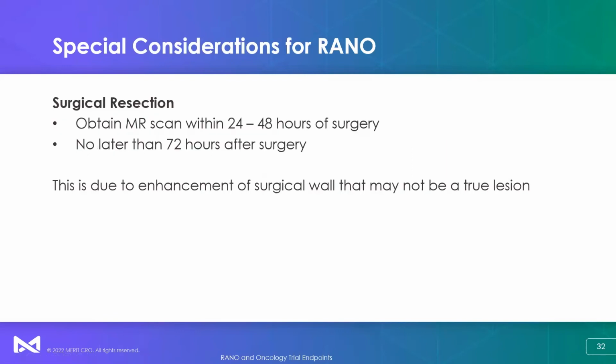And then also the surgical resection may occur close to the enrollment or any time in between the studies. And if that's the case, obtaining the MR scan within 24 to 48 hours of the surgery is recommended, and it should not really pass 72 hours after the surgery. That is due to the enhancement around the surgical wall that may not be a true lesion. So this is another potential confounding factor in the imaging, so the timing is quite important to avoid that confounding factor manifesting in the MR scan.